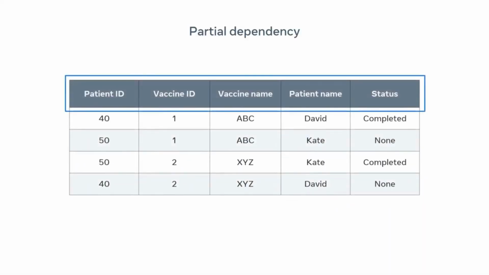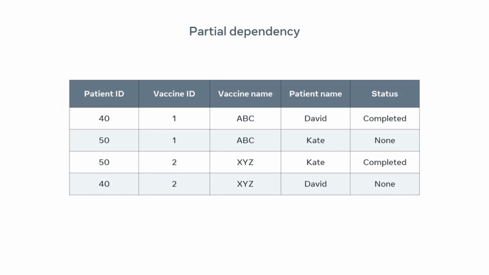To demonstrate, let's take the example of a table that shows the vaccination status of patients in a hospital database. The table shows the vaccination status of two patients, David and Kate. It also displays the patient ID, vaccine ID, and vaccine name. There's no one single column with unique values in each row, so there's no single column that can be used as a primary key. So it's best to combine both the patient ID and vaccine ID columns as a composite primary key to create a unique value in each record.